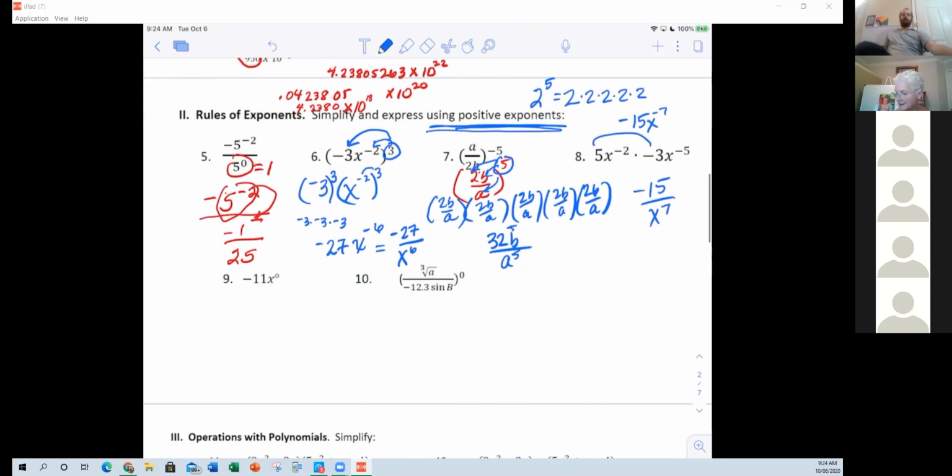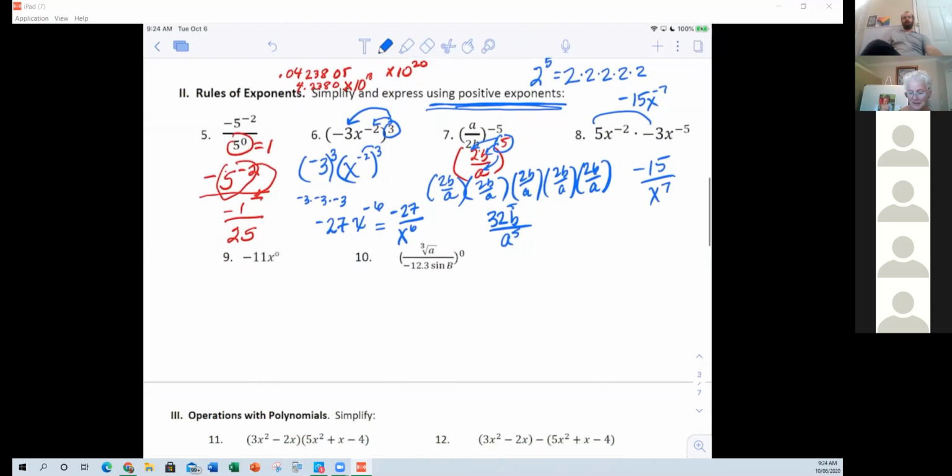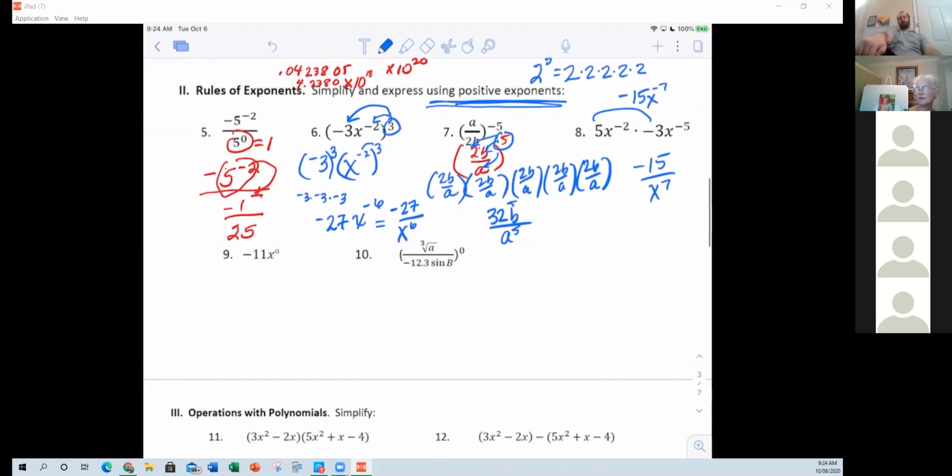Okay, so Gabriella, I gave you 9 and 10 because they're very closely related. What'd you get for number 9? For number 9, I got negative 11. Yes, so negative 11 times 1 is negative 11. Great. And what about number 10? I got 1. Is 1, right? So no matter what you have to the 0 power, it's always going to be 1. And the reason that this is negative 11 is because the 0 power only applies to that x. So you get negative 11 times 1.